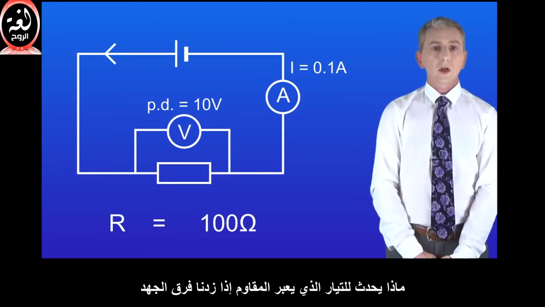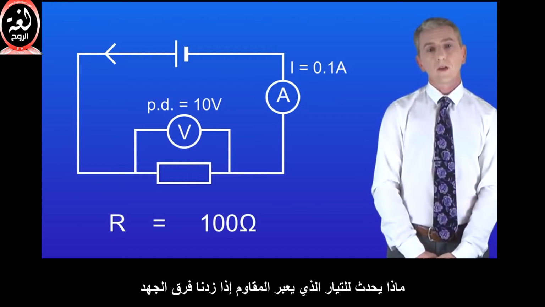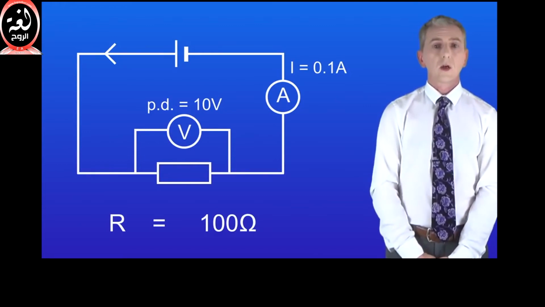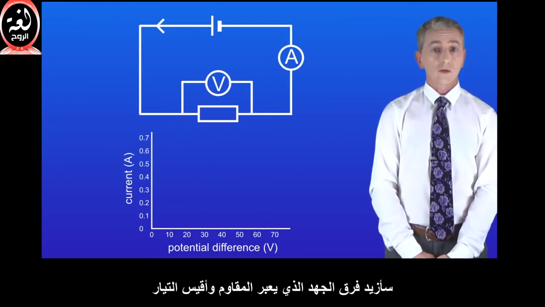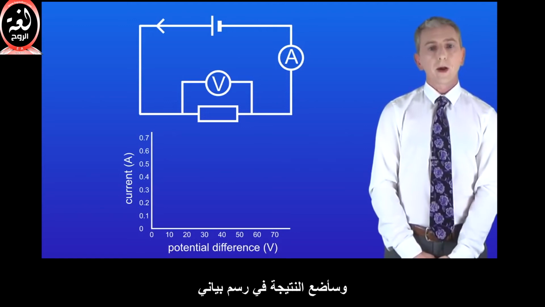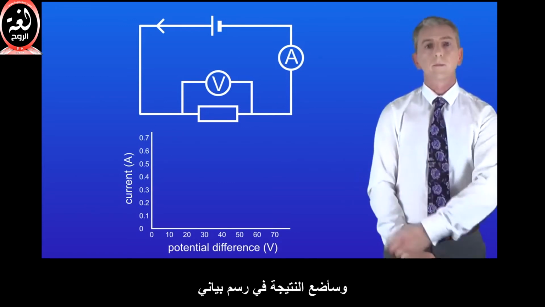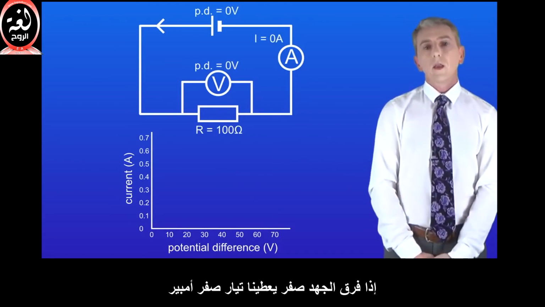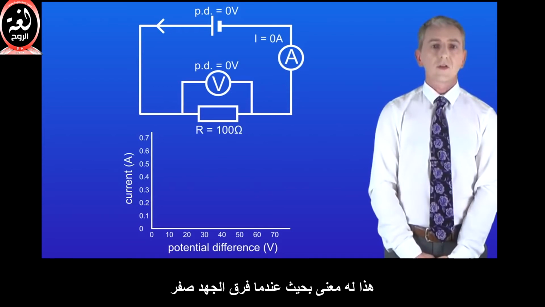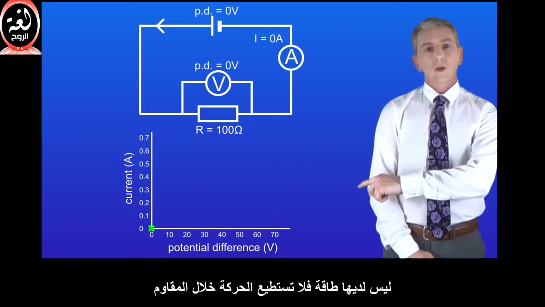So what would happen to the current flowing through the resistor if we increase the potential difference? We're going to look at that now. I'm going to increase the potential difference across the resistor and measure the current flowing. And I'm going to plot my results on the graph here. So a potential difference of 0 volts gives us a current of 0 amperes. That makes sense because if the potential difference is 0, then the electrons have got no energy, so they cannot move through the resistor. Here's that result on the graph.